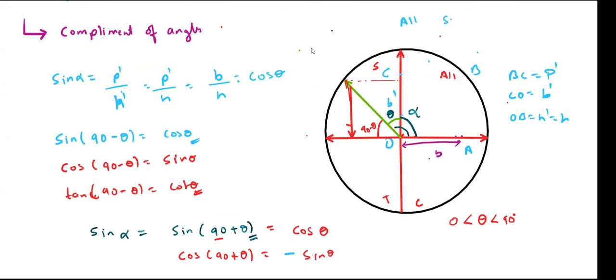All silver teacups: first quadrant, second quadrant, third quadrant, fourth quadrant. Positive, positive, positive, positive. Right? Remember?